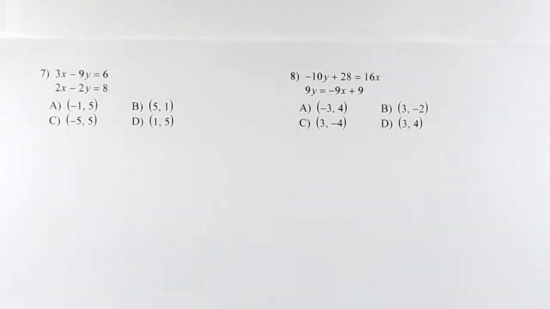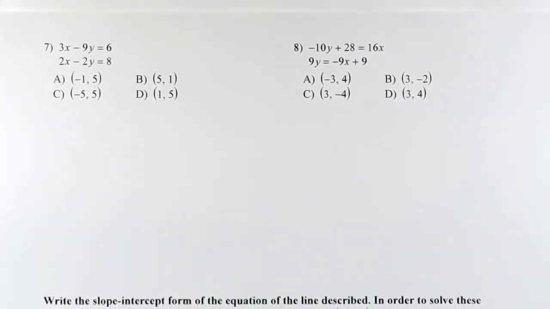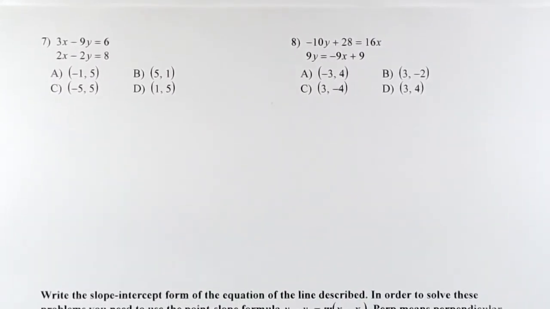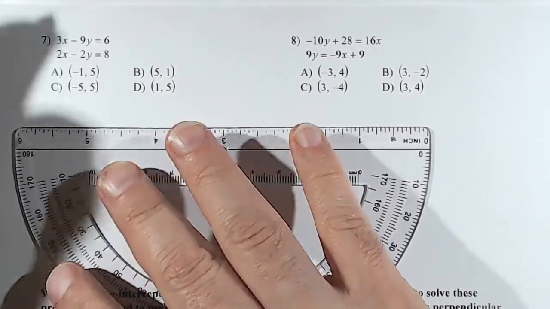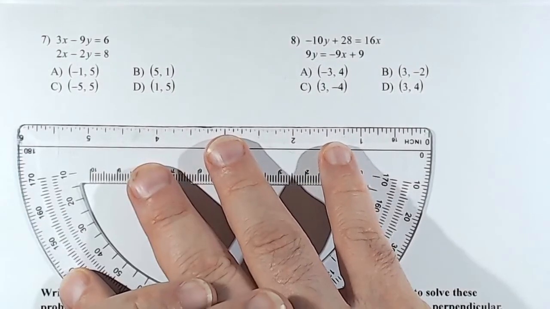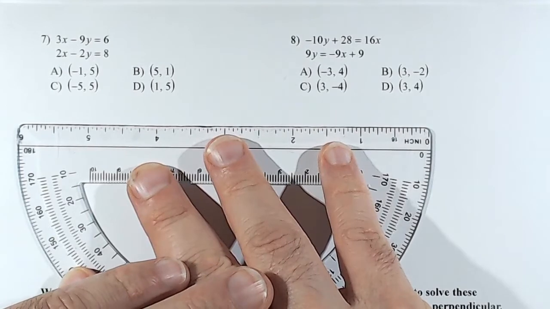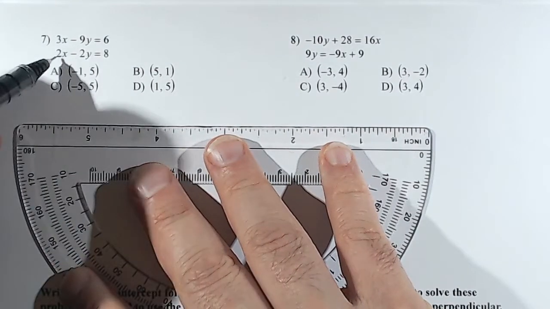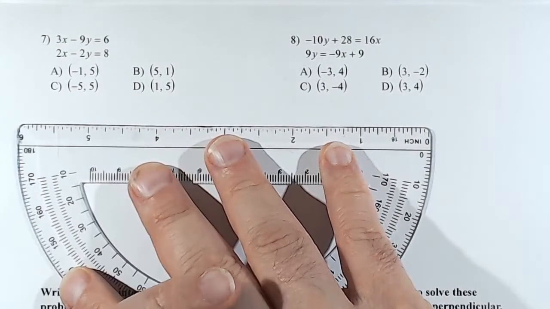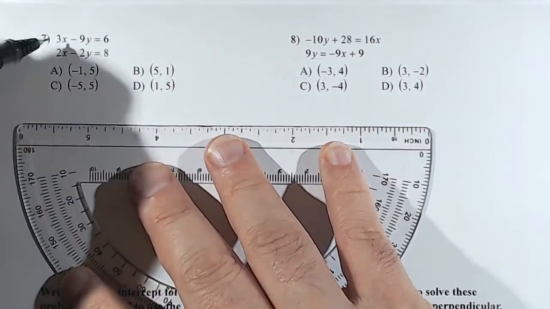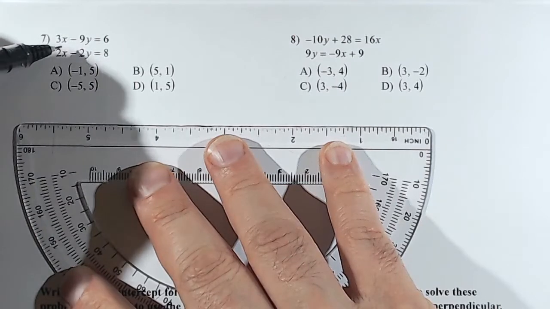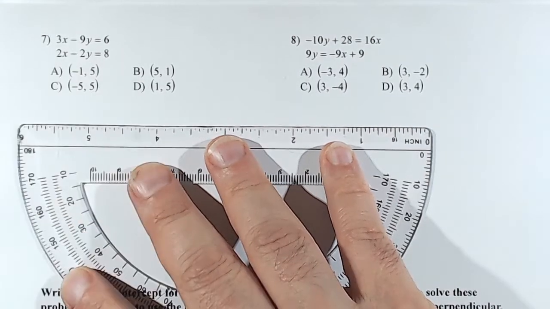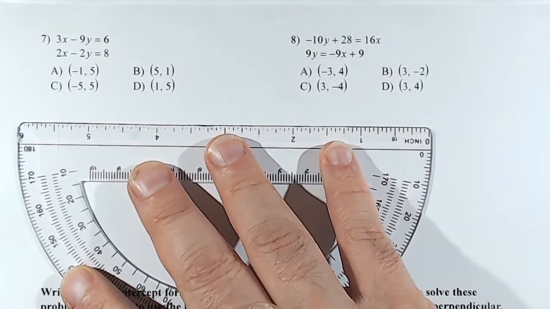Okay, now in number 7, we have a situation here where we need to multiply one of these two equations by some variable to make it equal to the other equation. All right, because none of my x's or y's add up. They're not the same. I don't have common coefficients. I have a 3x and a 2x and a negative 9y and a negative 2y. Those are not common coefficients.